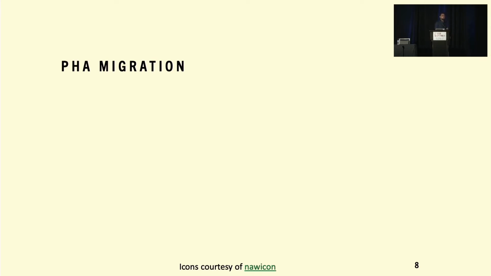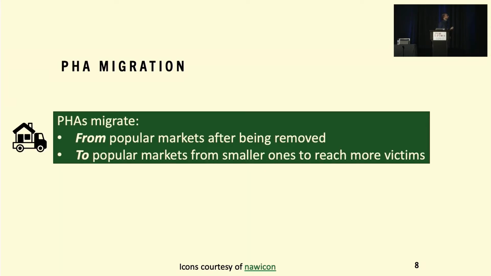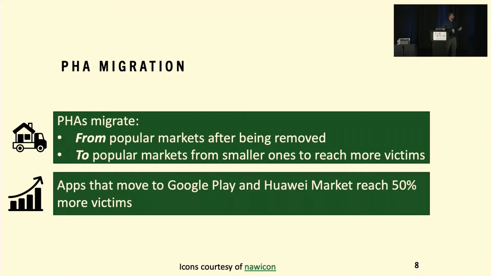And then finally, we look at migration. So we find that PHAs migrate from popular marketplaces, let's say Google Play Store. After they get removed, they migrate to smaller marketplaces to keep operating. But we also see the opposite. So we see malicious apps that are first uploaded on smaller marketplaces, and then after a while, they make their way to the most popular ones. And why? Because that way they can reach more victims.